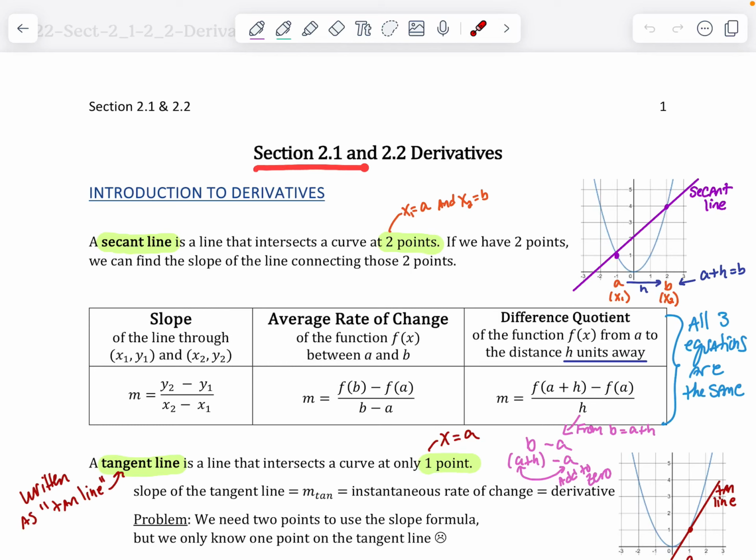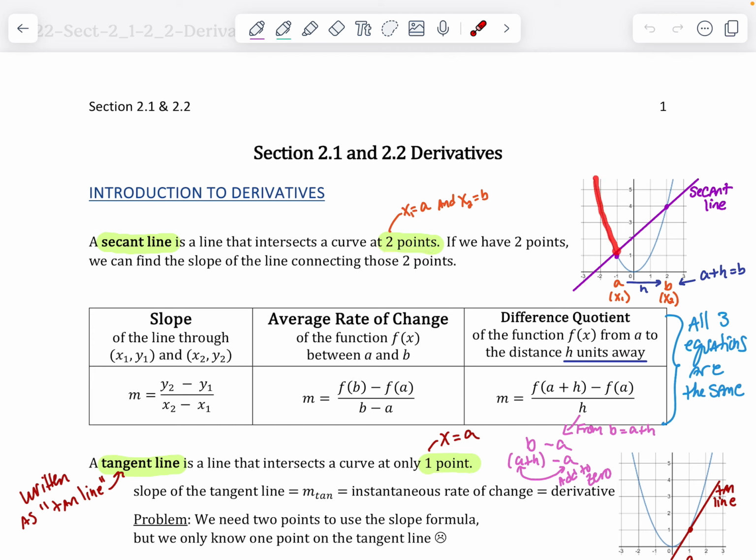So now we're discussing sections 2.1 and 2.2, introducing the idea of derivatives, page 1. First, let's just talk about an introduction to begin with. We need to know what a secant line is, and the definition of a secant line is a line that intersects our curve at 2 points.